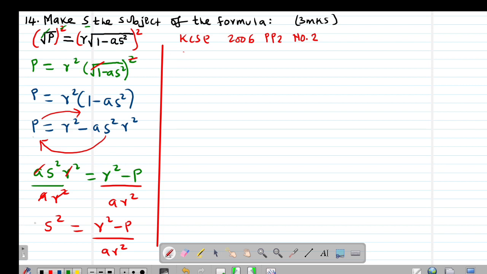So I'm going to take square roots on both sides. I'll take square root on this side and also square root on this other side.